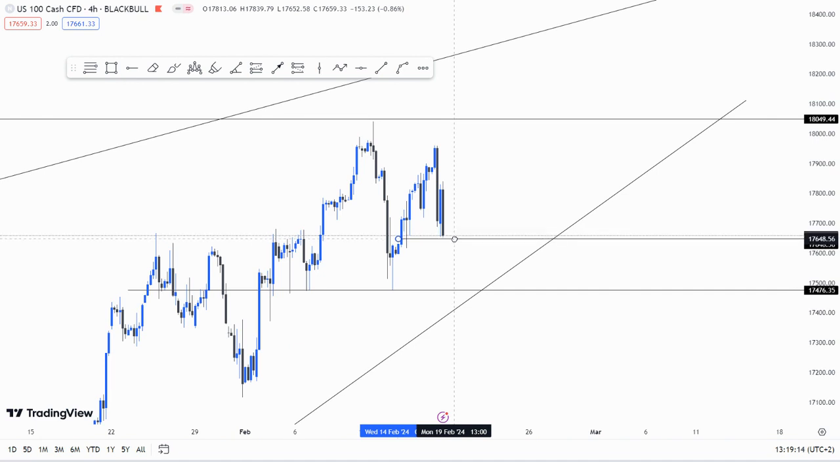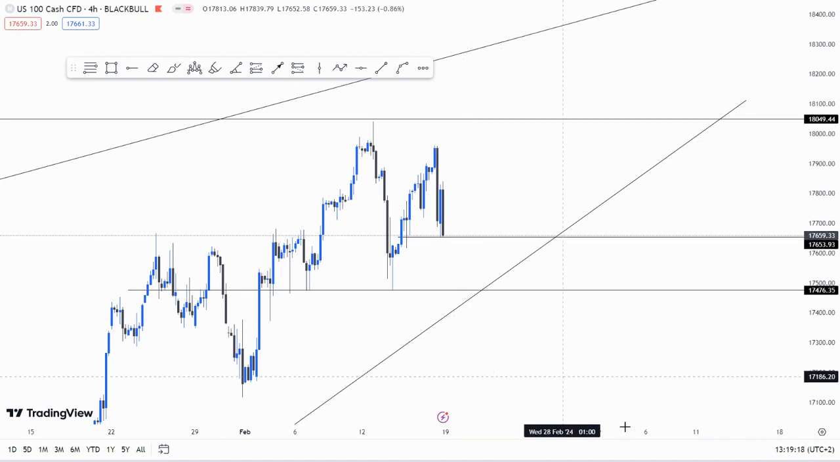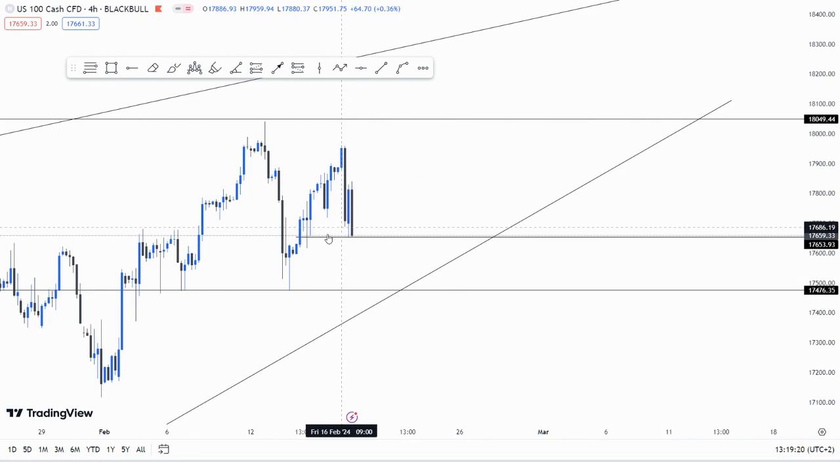The market is on our support. So once the market breaks this support, respects it, I'm expecting the market to give me more selling opportunities, like how I was explaining on our daily time frame.